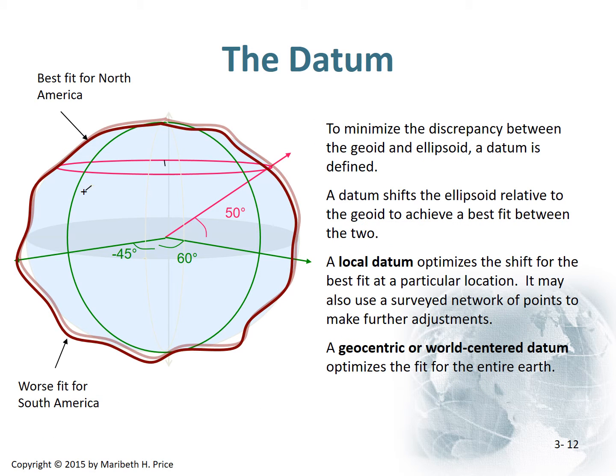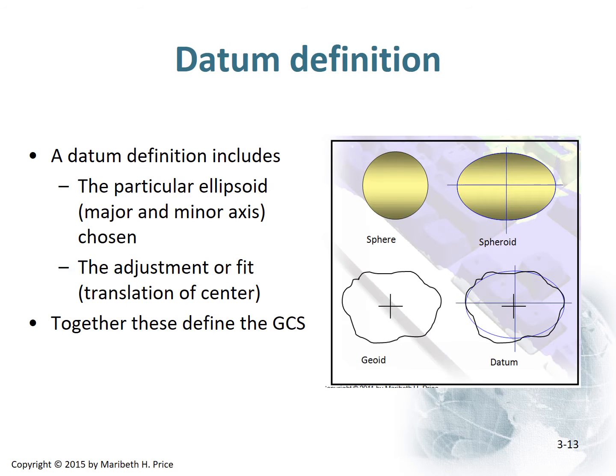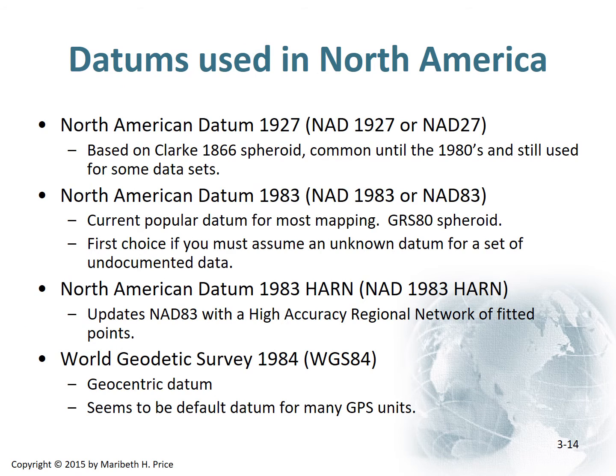A datum is simply the mathematical fit that we create, where we move the ellipsoid around so that it better fits the geoid. And we define a datum by the particular spheroid that it's based on, and the adjustment or fit that we use to make that particular spheroid fit the geoid. Some common datums used in North America: NAD 27, NAD 83, NAD 83 Harn, WGS 84.